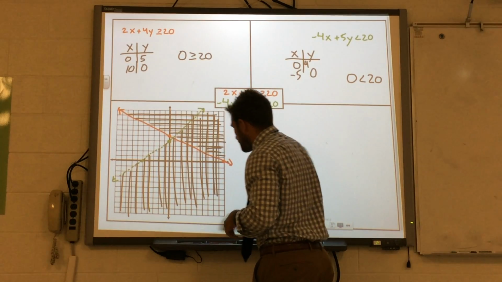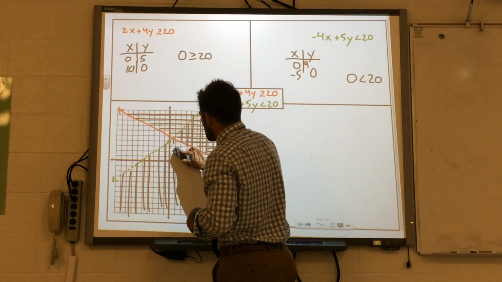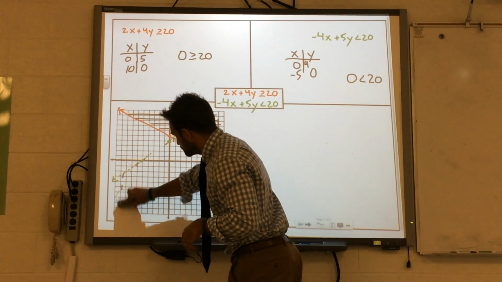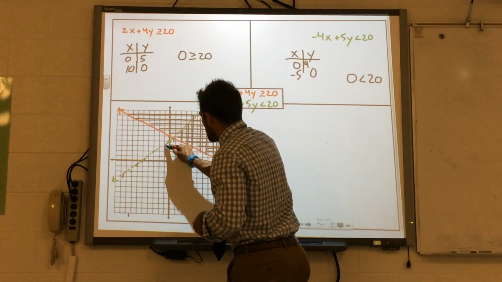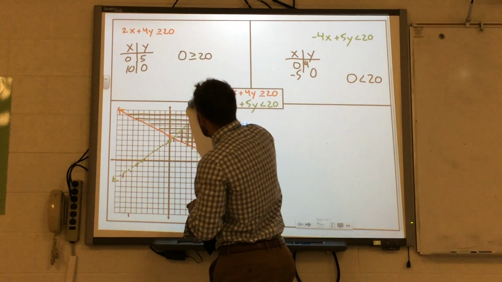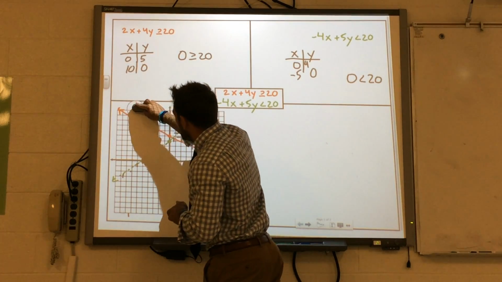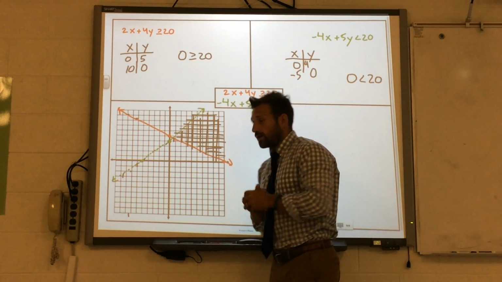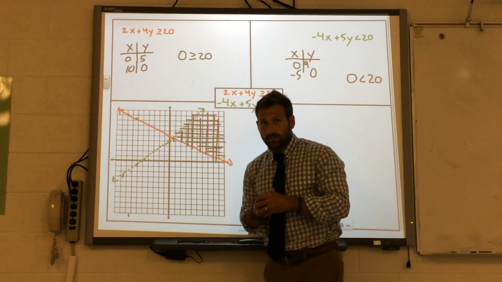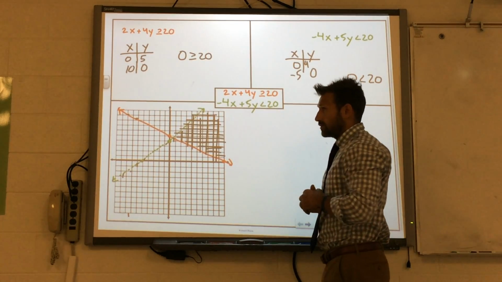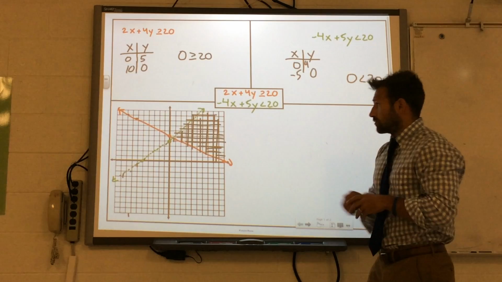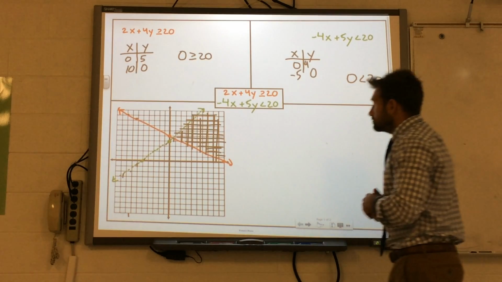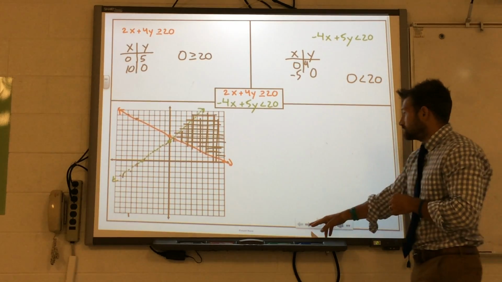Any coordinate in that region will satisfy this system of inequalities. Okay? If you pick any point, either on the red line or in this shaded region, it will satisfy both the red inequality and the green. So our final graph should look like this. Moving on to the next question.